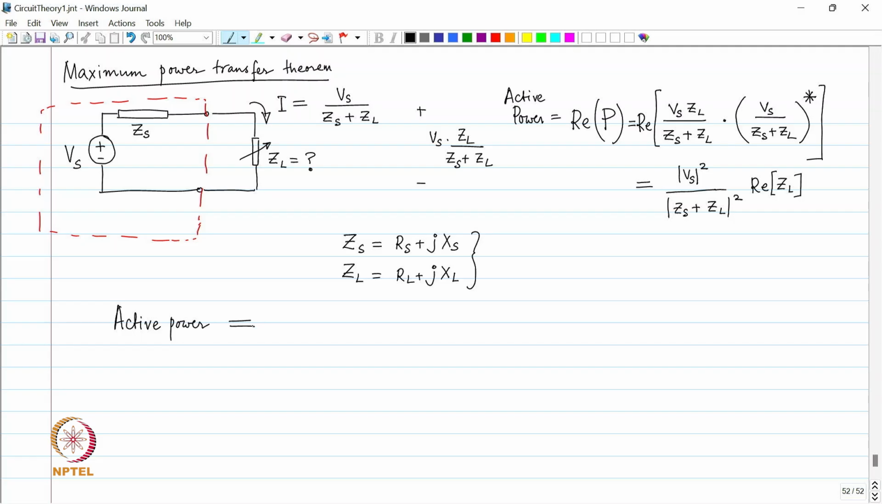Yeah, mod V s squared divided by Z s plus Z L. Z s is R s plus R L. Sorry, Z s is R s plus j x s. Z L is R L plus j x L. So, mod Z s plus Z L squared is R s plus R L whole squared plus X s plus X L whole squared. Fine. And then real part of Z L is R L.